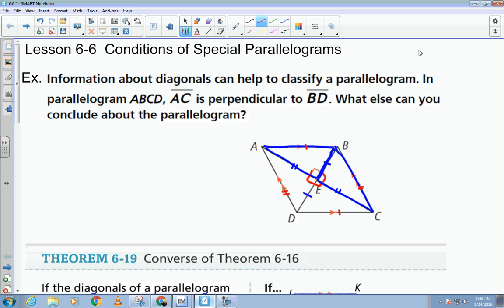If I prove these 2 triangles congruent by SAS, now I can say that these 2 sides are congruent, which in turn means all of the sides are congruent. Does that make sense? And so, if all of the sides are congruent, what does it make that parallelogram? A rhombus, right? Because if all 4 sides are equal, that means that it's a rhombus, correct?